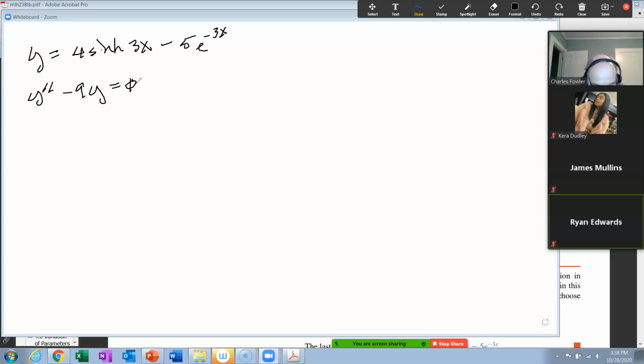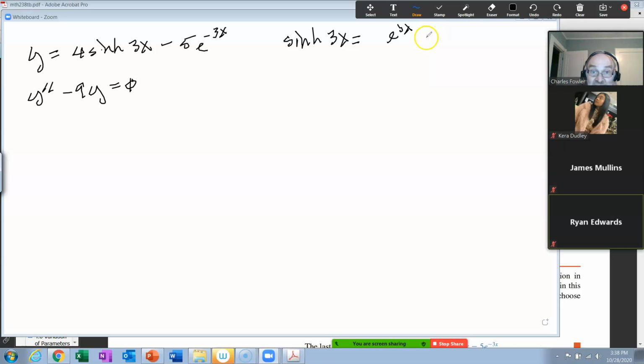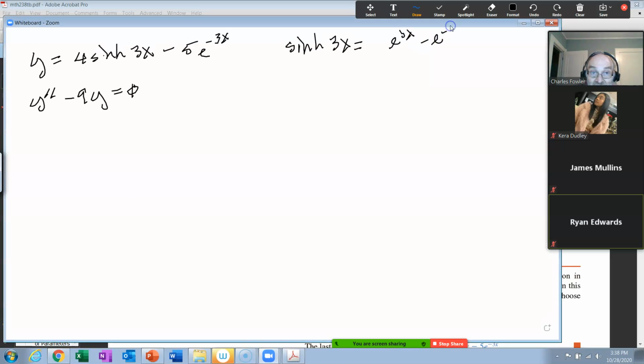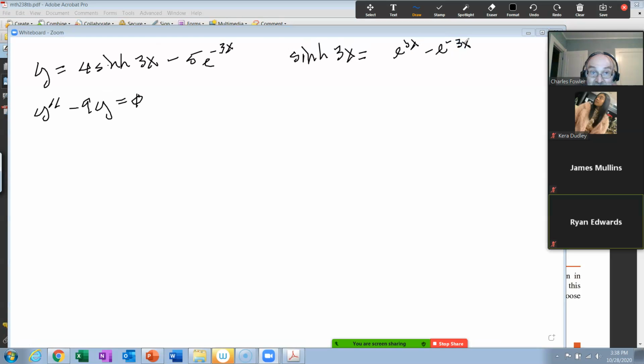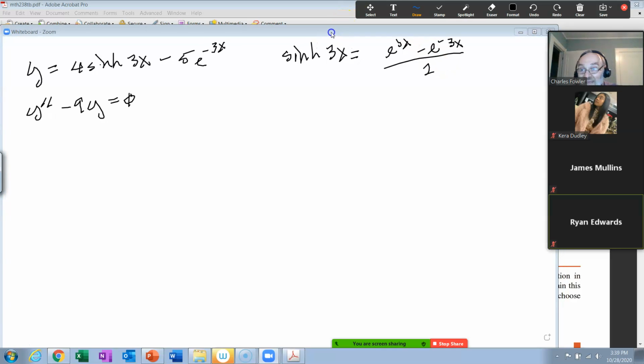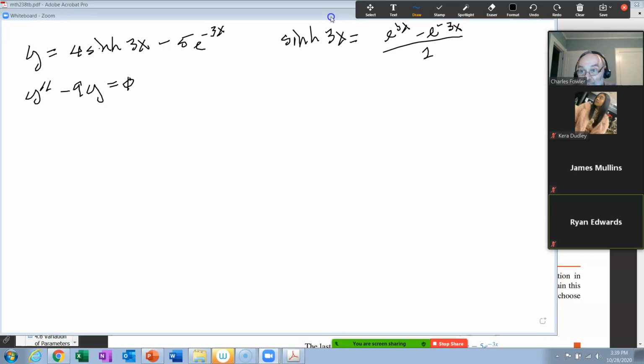Now, here's what hyperbolic sine is. Hyperbolic sine of 3x is defined to be e to the 3x minus e to the minus 3x, divided by 2. And this is the whole reason I do this. That is so much easier to work with than trying to remember the rules for taking a derivative of hyperbolic sine. Just use the definition.